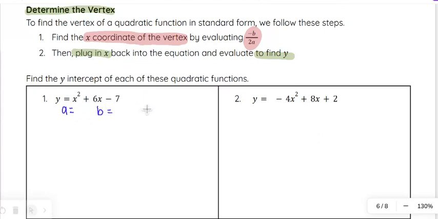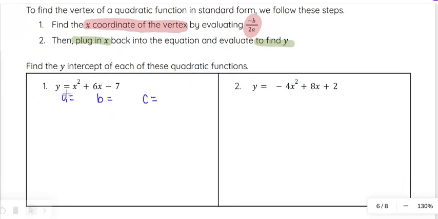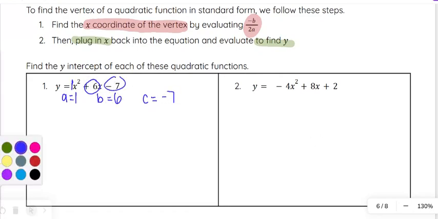So first things first, we're going to find a, b, and c. So looking at this, if a is 1, then b is 6, and c is negative 7. A couple things we already know about this graph, just as a note and a reminder of what we've already talked about: a is positive, so it does open up, okay?